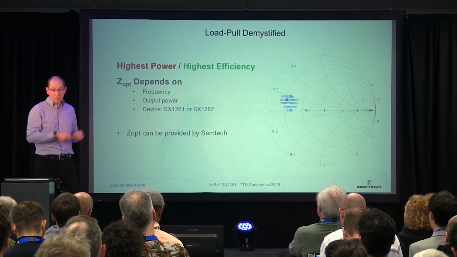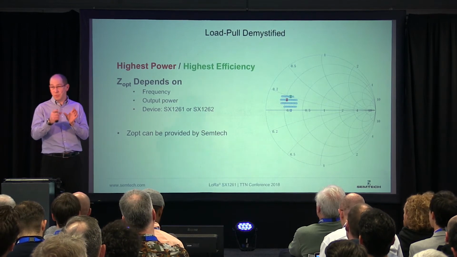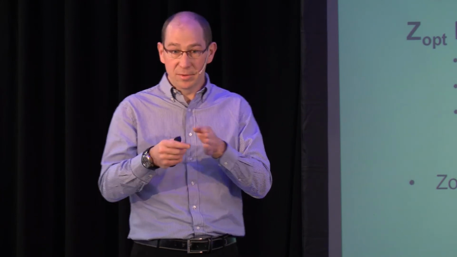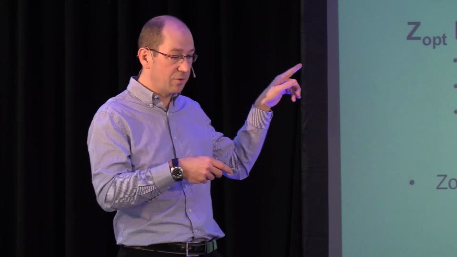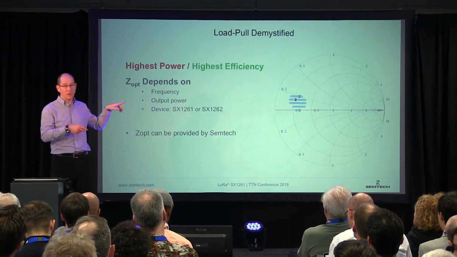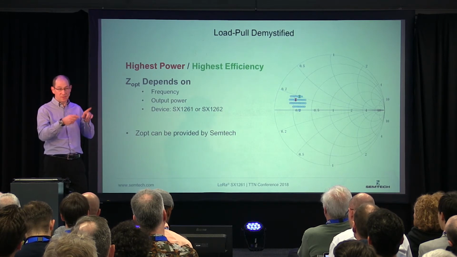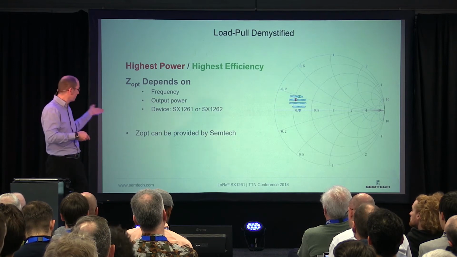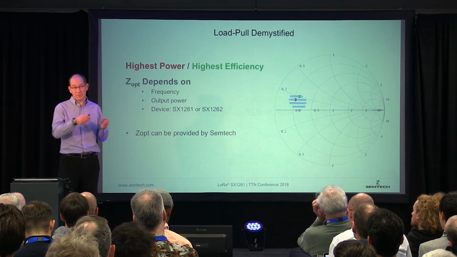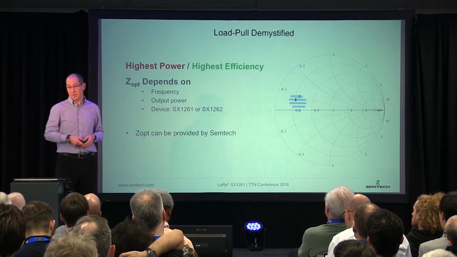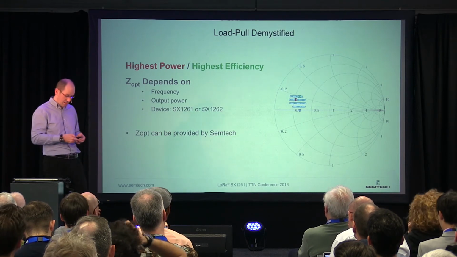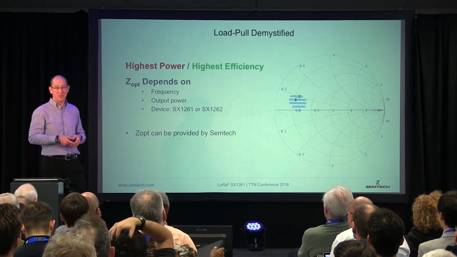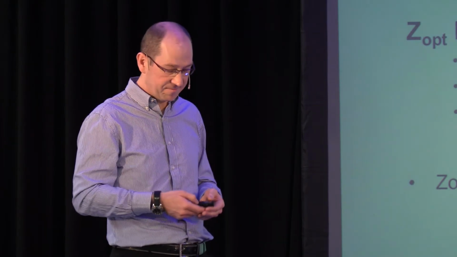It depends on the output power. So depending on the loss you will have on your antenna, sometimes you have to increase the power a little bit. So the Z-opt, and then the component values, will be dependent somehow on the output power you want to use. And of course, therefore, it depends on the device. You don't have the same Z-opt for 1261 and 1262. You don't have to run through this load pull process. It's not mandatory. We can provide the Z-opt if needed.